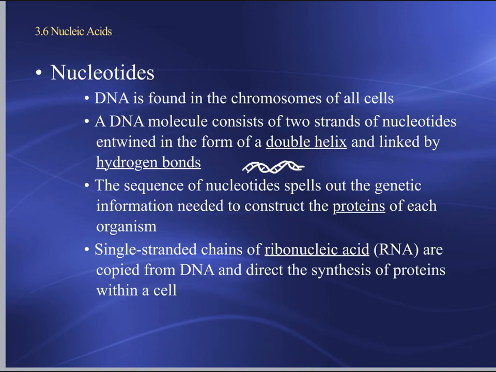The sequence of nucleotides spells out the genetic information needed to construct the proteins of each organism. So, okay, put a star next to this: another function of nucleotides is that they create proteins. They've got the correct genetic information to construct proteins. And so if you have mistakes in your genetic sequence, you have mistakes in proteins, and that can lead to some pretty disastrous effects. Single-stranded chains of ribonucleic acid are copied from DNA, and the direct synthesis of proteins comes from within a cell. We are going to see this a lot later on this year, how this actually happens, the DNA to RNA to protein pathway.